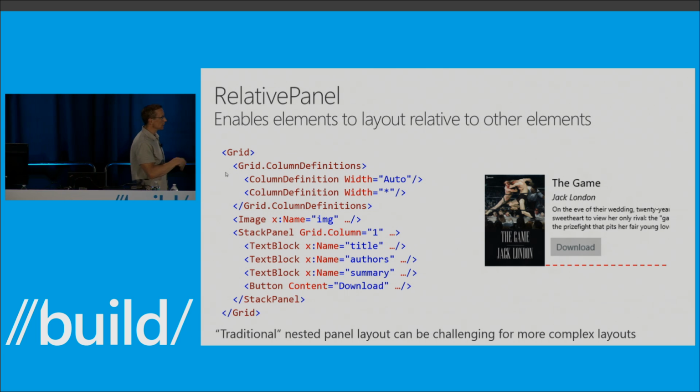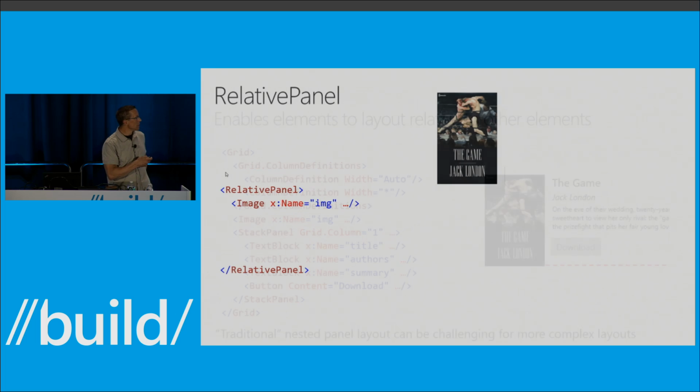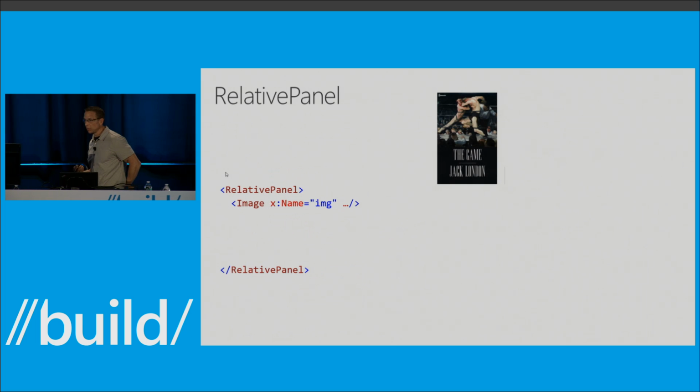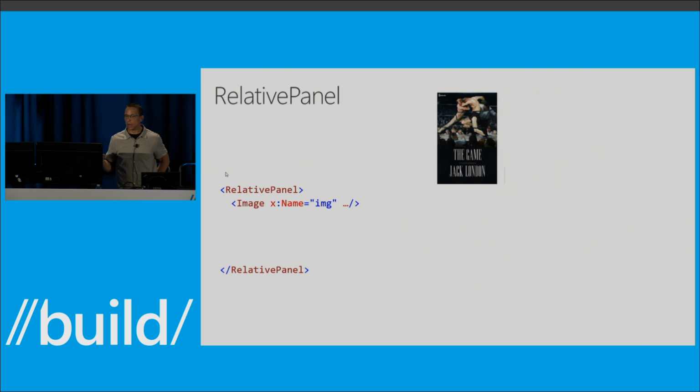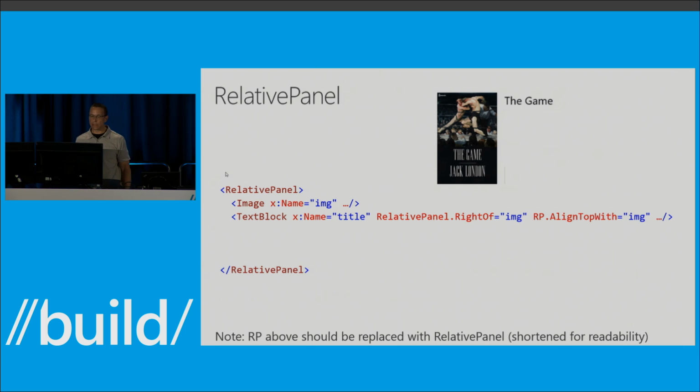And it's hard to do things like align the bottom button. So I'm showing the exact same experience and how you would build it using relative panel. With relative panel, you stick your image in it. You would say my text block's title, and you would say it's to the right of the image and aligned with the top of the image.